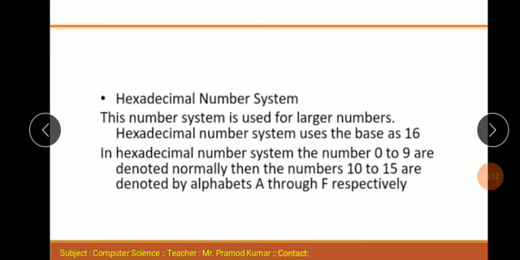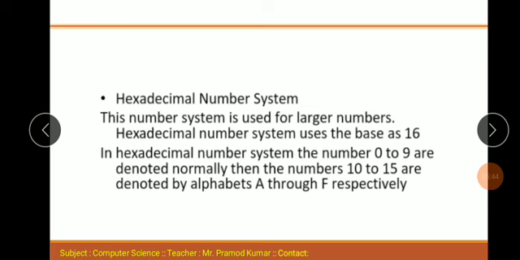And after that, the hexadecimal number system. This number system is used for larger numbers. The hexadecimal number system uses 16 as the base. In the hexadecimal number system, the numbers 0 to 9 are denoted normally, then the numbers 10 to 15 are denoted by the alphabets A through F respectively.